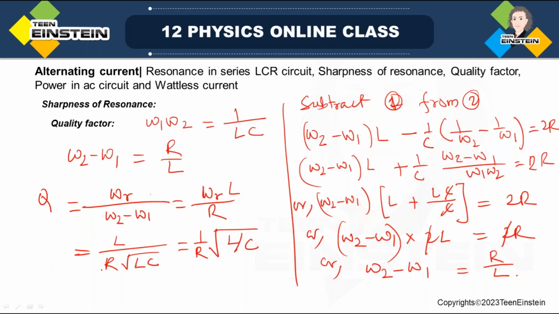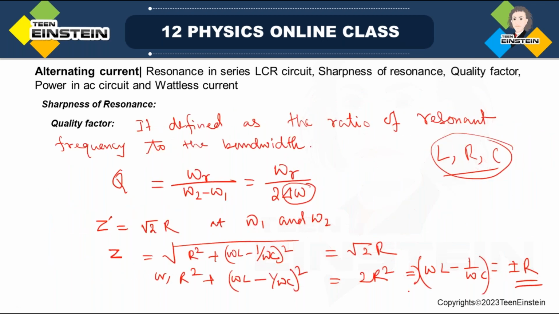In terms of L, C and R, this is the quality factor, the definition of quality factor. We had already found the definition, but we wanted to write it in terms of R, L and C. This we have got now. And in terms of C and R also we'll get that.